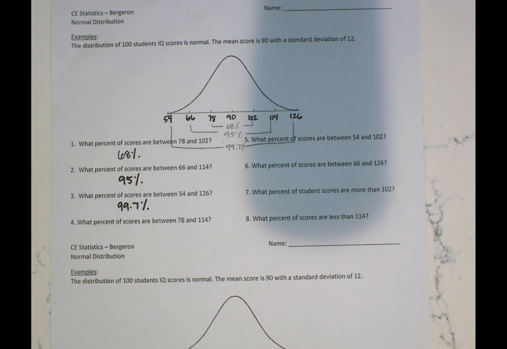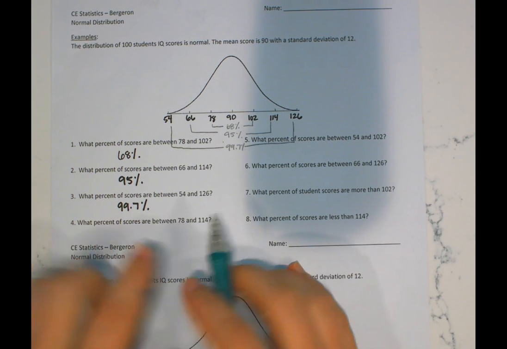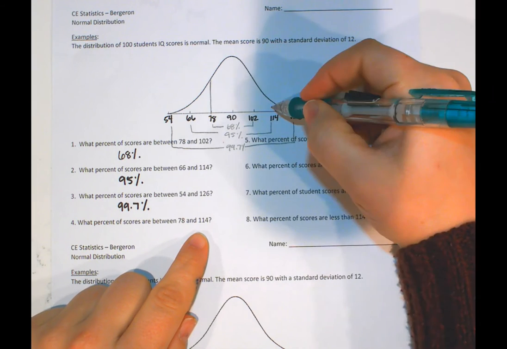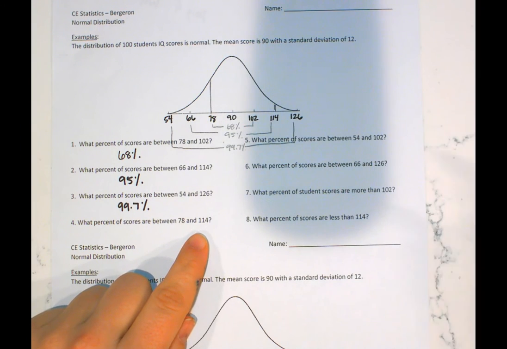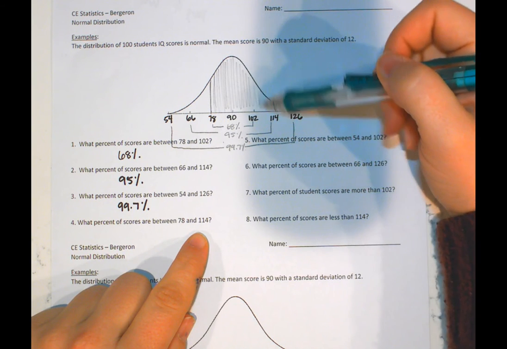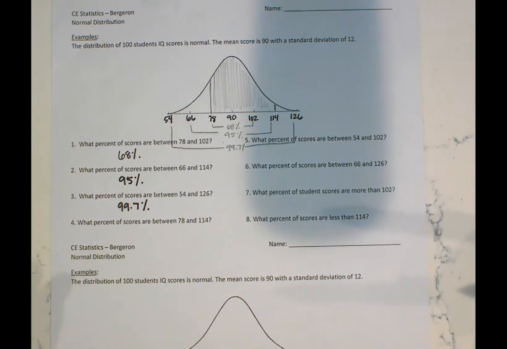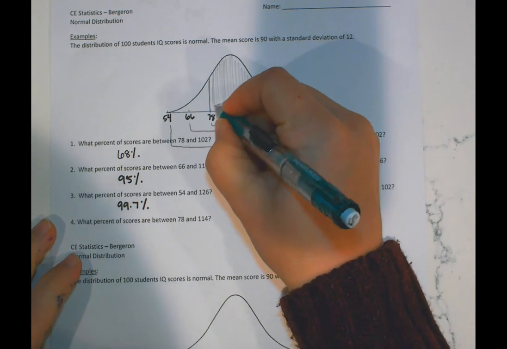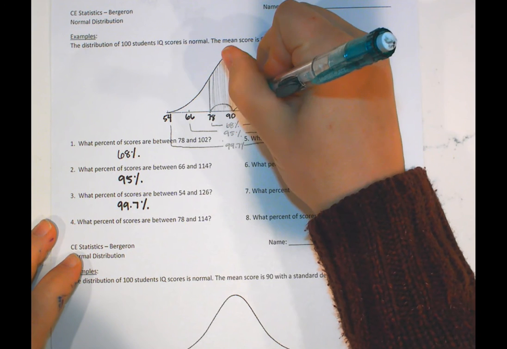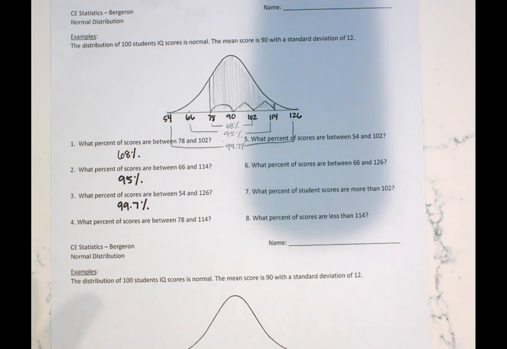Now, it doesn't necessarily have to be balanced on both sides for us to still be able to use these percentages. So for instance, this one says, what scores are between 78 and 114? So I want to know this area, and I'm just going to lightly sketch it because we're going to erase it later. I'm only 1 standard deviation over on this side, but I'm 2 standard deviations over on this side.